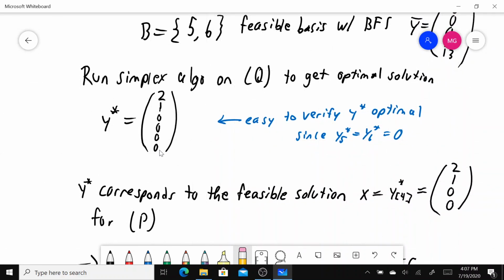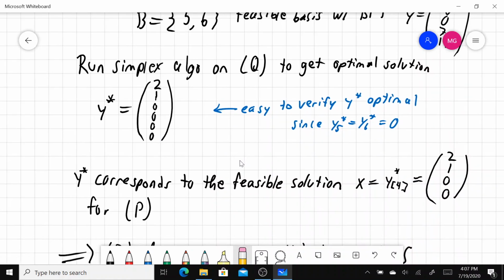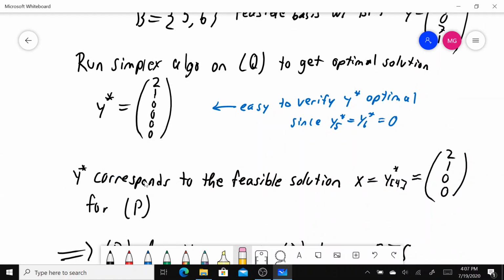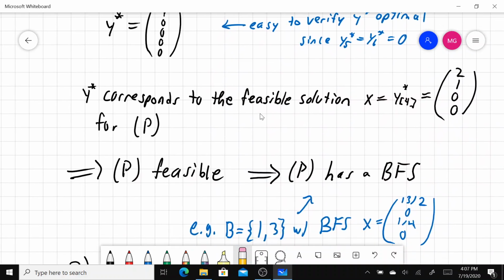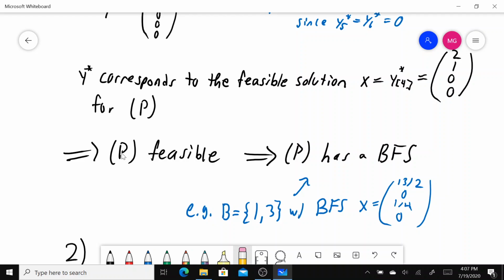So y5 plus y6 is 0 plus 0, which is exactly 0, and so that means that this optimal solution for Q corresponds to the feasible solution of the original linear program P, where you take that solution x to be the first 4 components of this optimal solution for Q. So the first 4 components being 2, 1, 0, 0. It's these 4 components, and so there you go. That's a feasible solution, and so that means that the linear program P is feasible. And then by this mysterious implication that we haven't really discussed, you can then derive that P has a basic feasible solution.